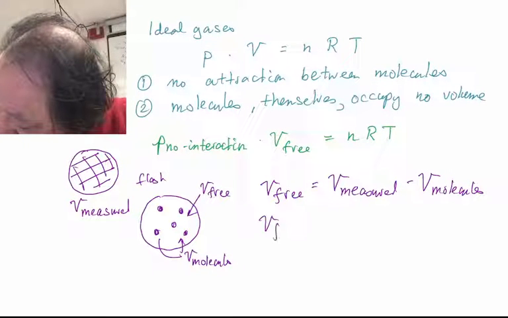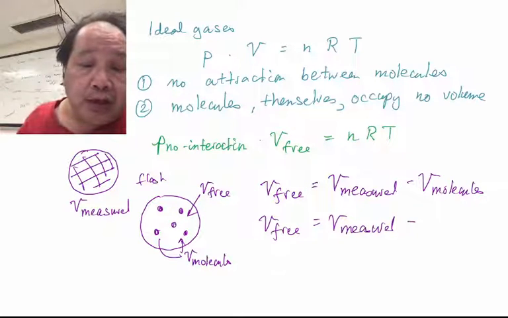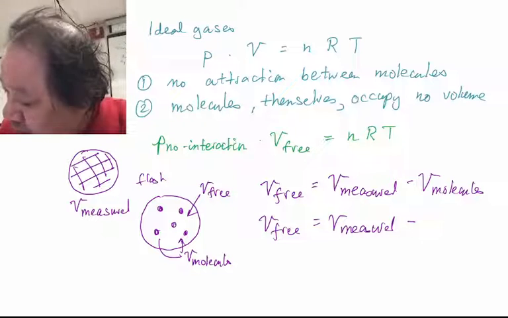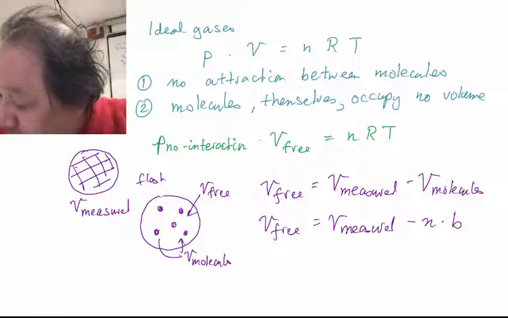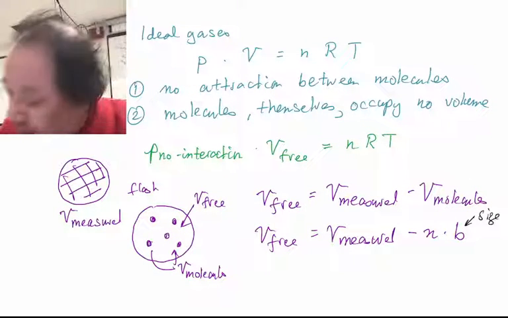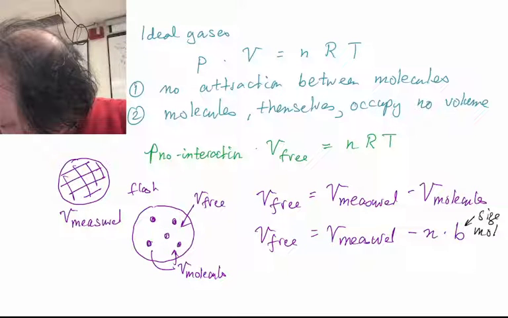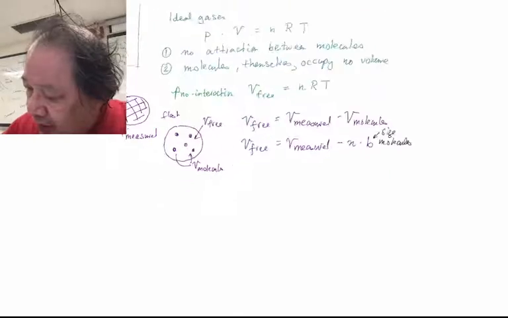V free is V measured, minus the number of molecules times the size of the molecules. So B is the size of the molecules. Okay, that's V free.